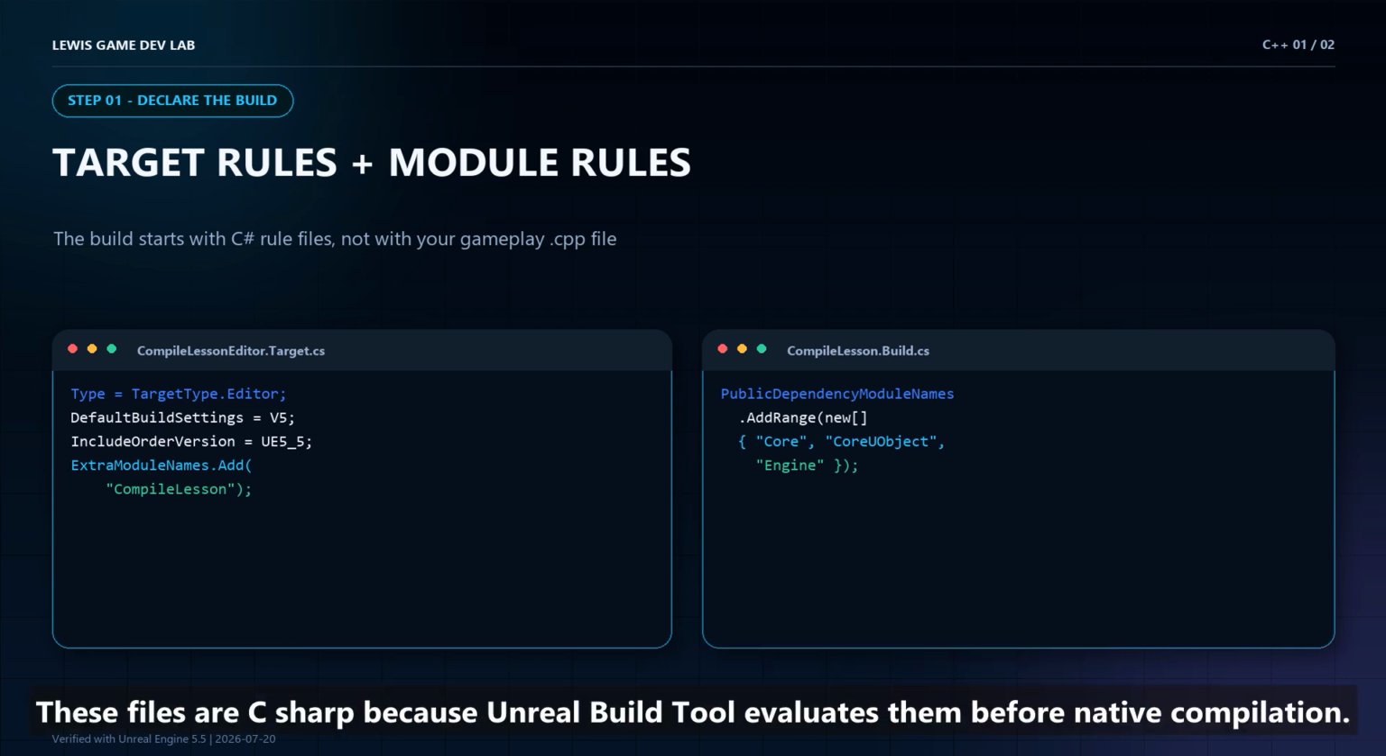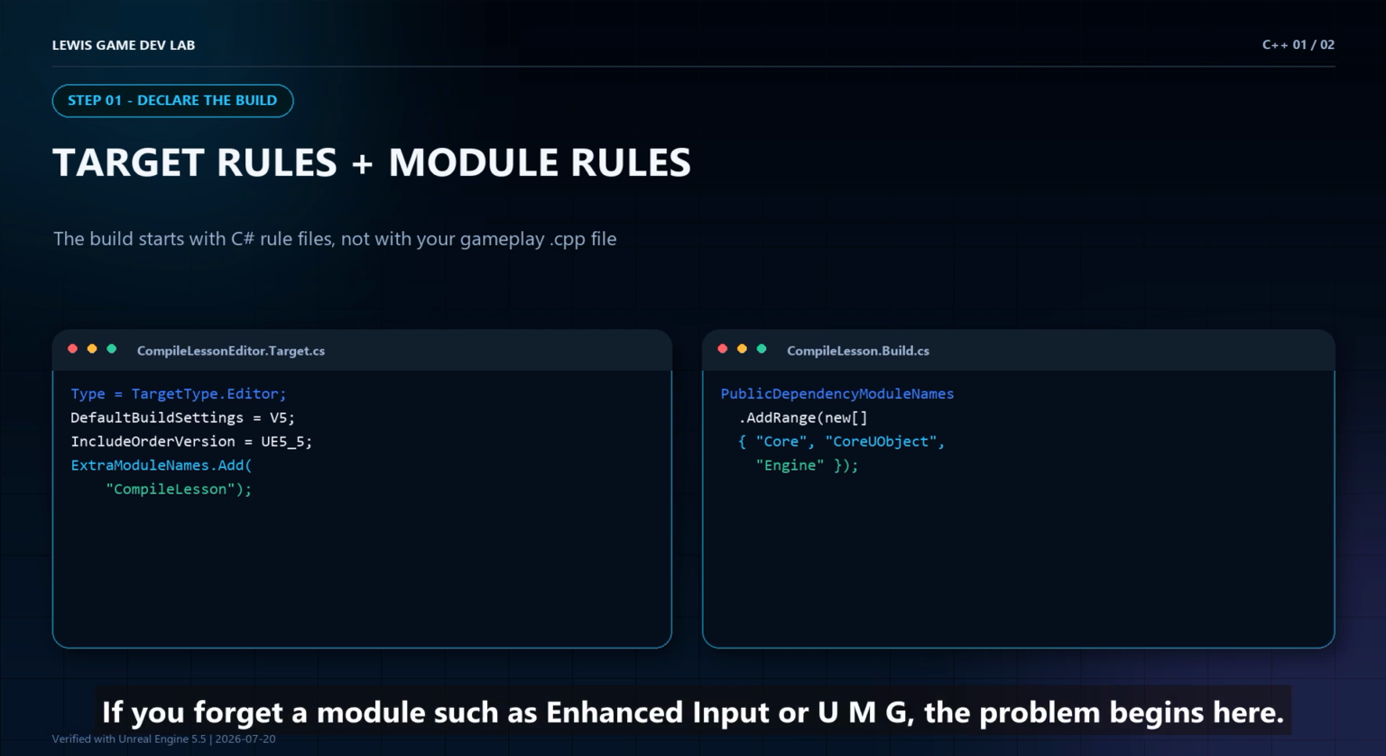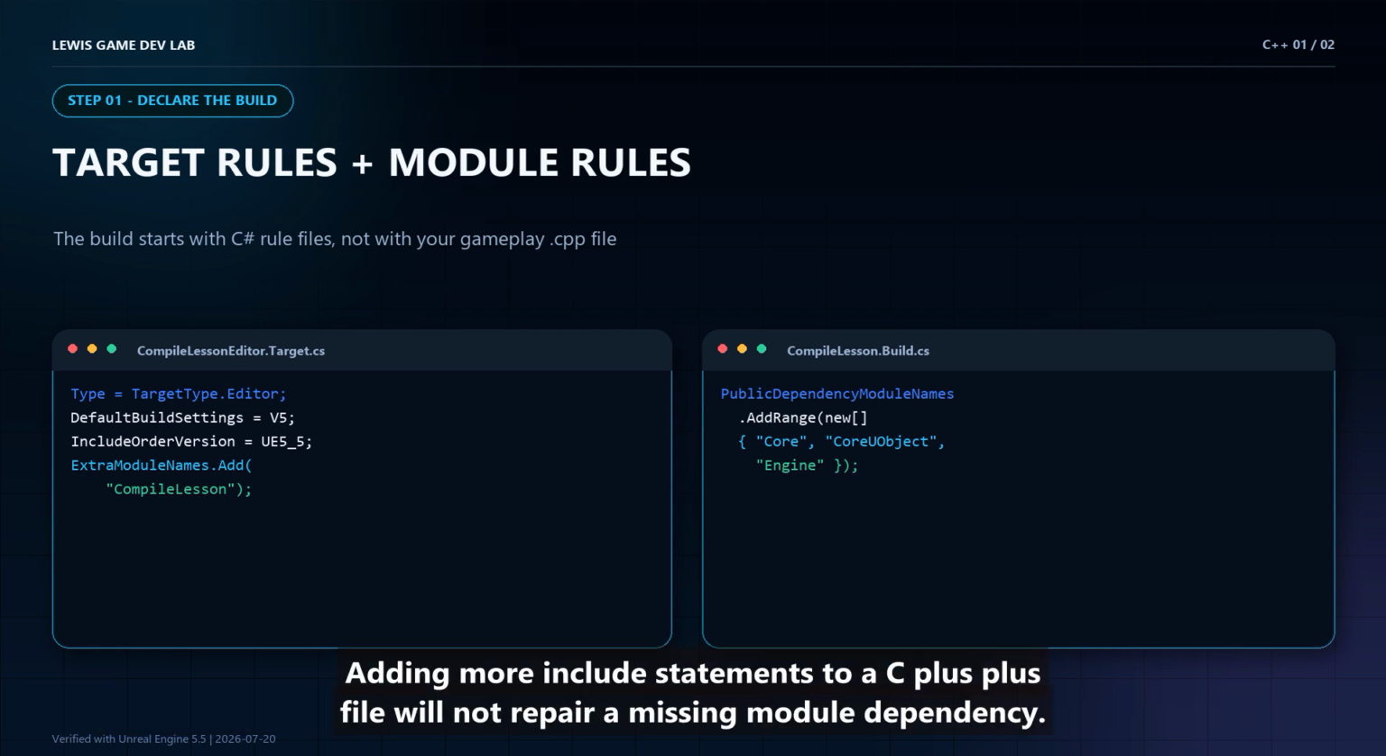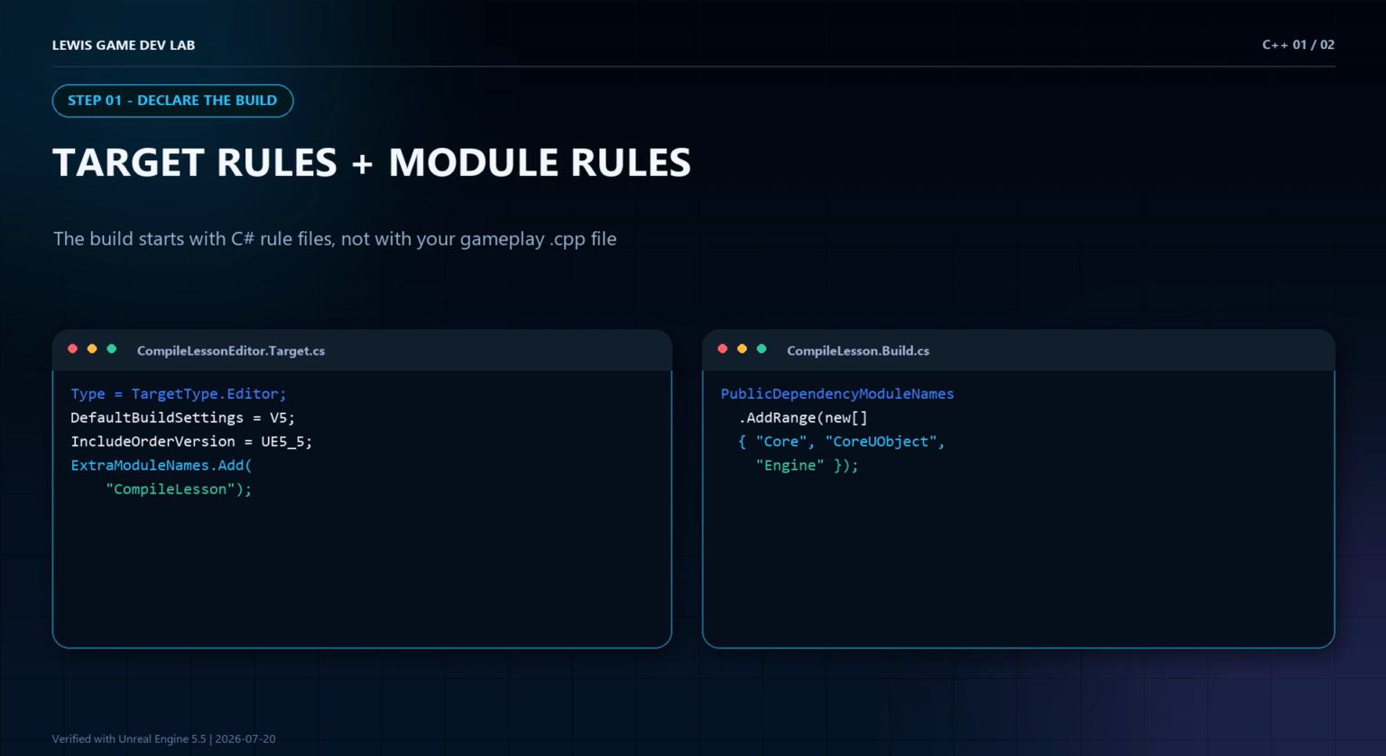These files are C# because Unreal Build Tool evaluates them before native compilation. If you forget a module such as EnhancedInput or UMG, the problem begins here. Adding more include statements to a C++ file will not repair a missing module dependency.